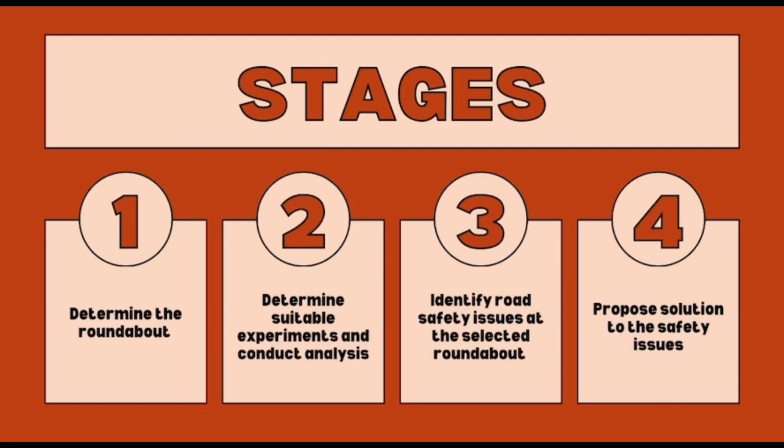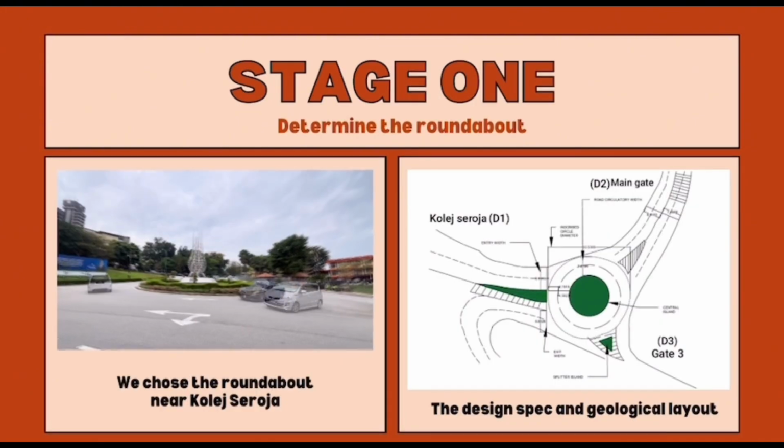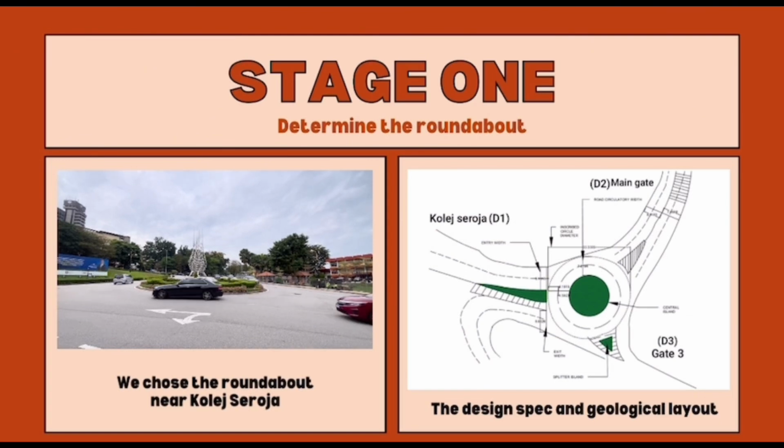For our mini project, we have 4 stages. First stage is to determine the roundabout. We choose the roundabout near College Roger. Second stage is to determine suitable experiments and conduct analysis. We use spot speed study and also traffic volume study. Third stage is to identify road safety issues at the selected roundabout, and last stage is to propose solution to the safety issues.